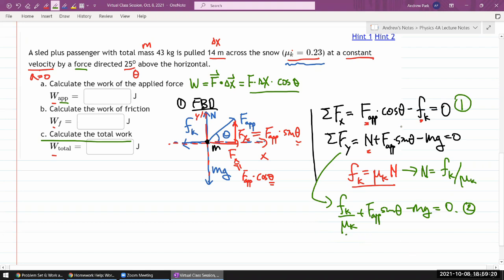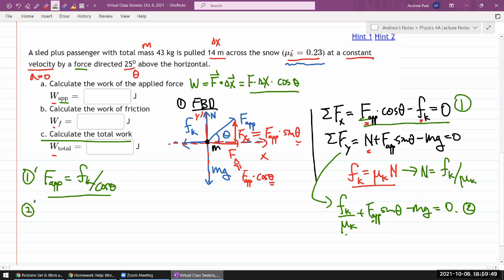Let me do it this way. I'm going to solve equation 1 for the applied force. So doing that, I get 1 prime, which is going to be applied force is the kinetic friction divided by cosine theta. I'm going to reserve this for later. And then I'm going to use this to eliminate applied force from my second equation, solve that for friction force.